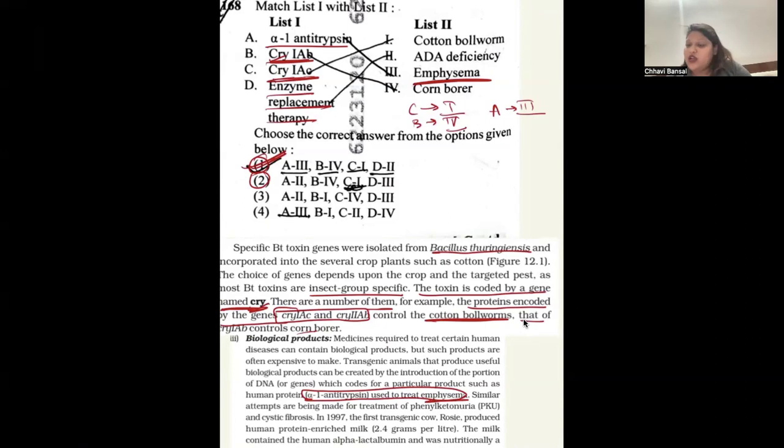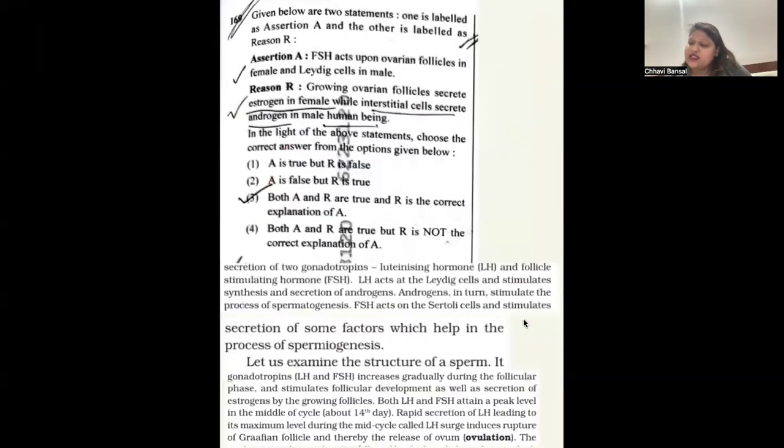Clear? Next question. This is taken from the human reproduction chapter, the first chapter in zoology for grade 12. This is an assertion reason question. Let's read the assertion. FSH acts upon the ovarian follicles in female and Leydig cells in male. The reason given is that growing ovarian follicles secrete estrogen in female, while interstitial cells secrete androgens in male human beings, right? So let's see what happens.